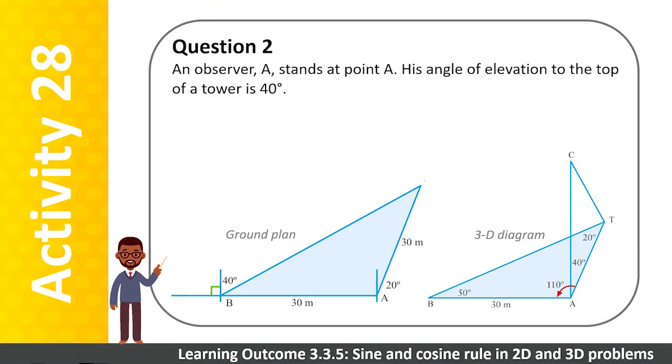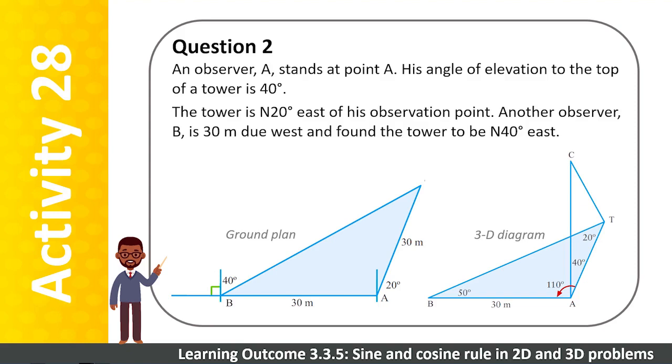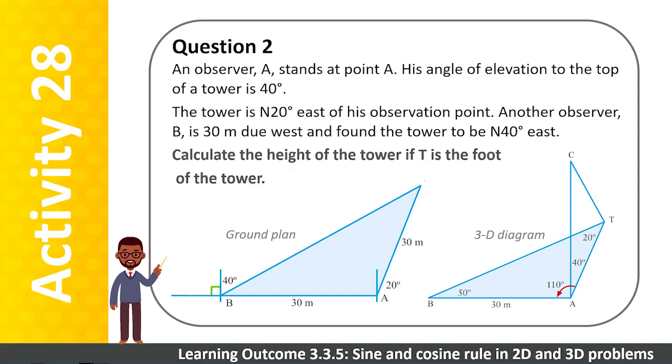An observer, A, stands at point A. His angle of elevation to the top of a tower is 40 degrees. The tower is north 20 degrees east of his observation point. Another observer, B, is 30 meters due west and found the tower to be north 40 degrees east. Calculate the height of the tower if T is the foot of the tower. Remember to think about how you would help students with this type of problem as you work.